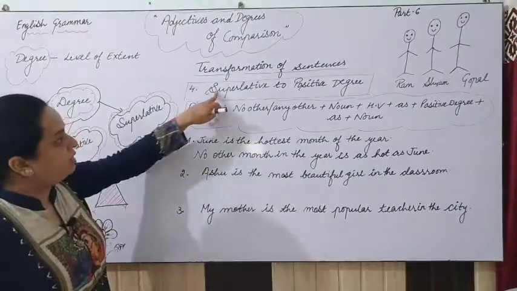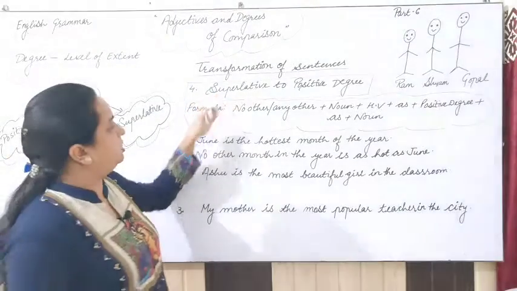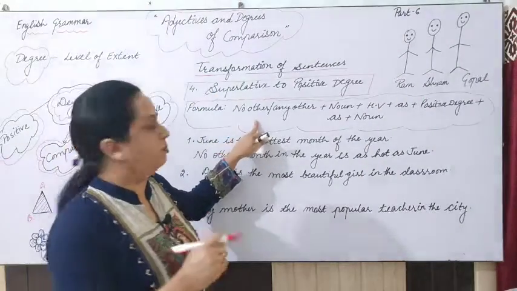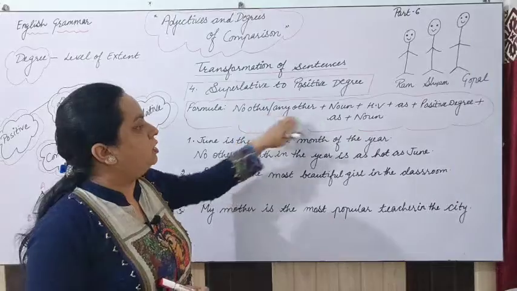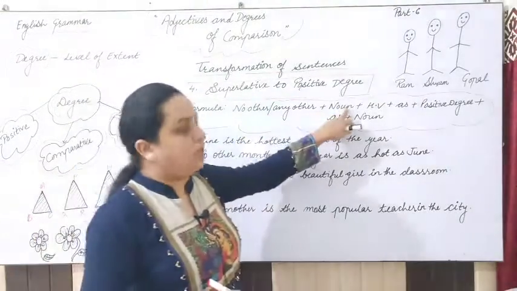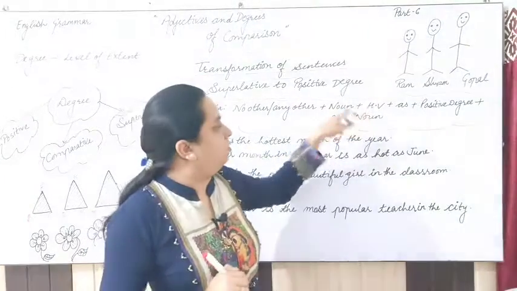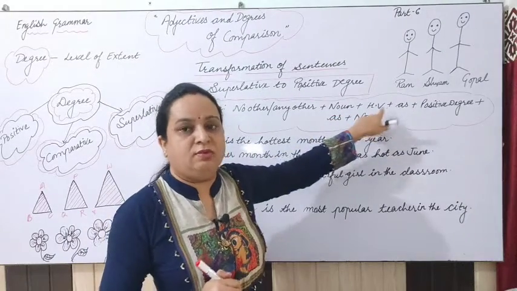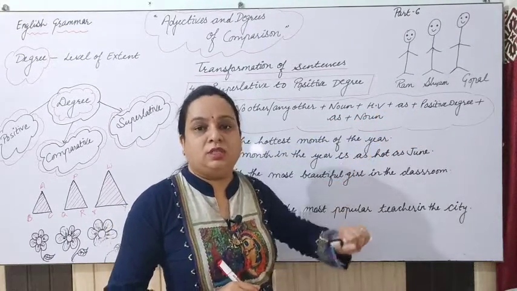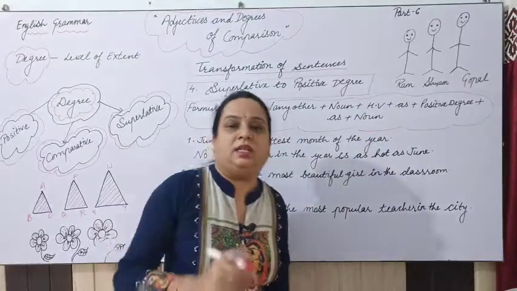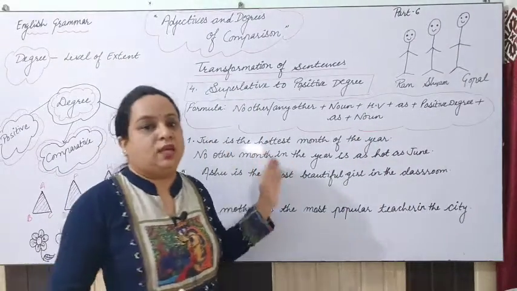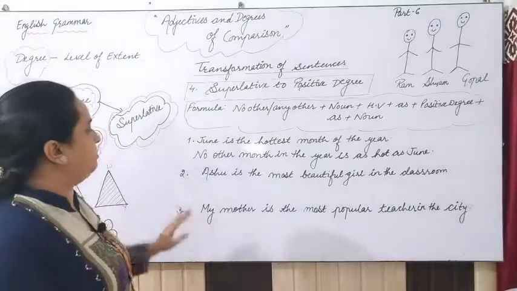As we have to change superlative to positive, it is: no other or any other, then noun, because we have 2 nouns here. So first noun, then helping verb, then as, then positive degree, then once again as, and then the second noun. Let's understand this with the help of examples.